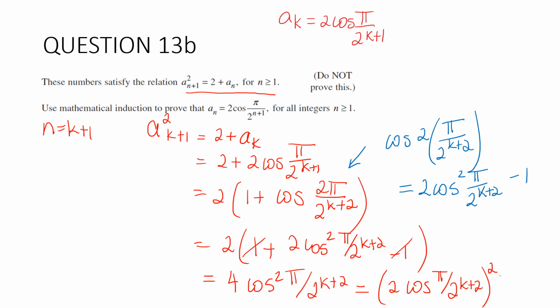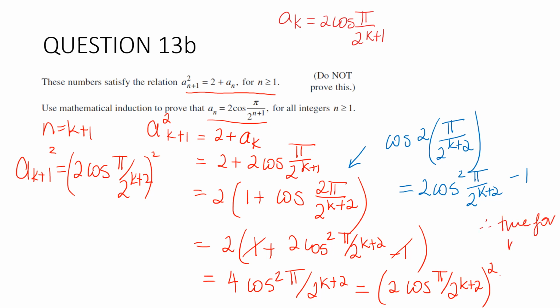Now, if we have a look at this part here, a k plus 1, we want to prove it equal to 2 cos pi over 2 to the k plus 1 plus 1, which is k plus 2. And so this thing squared would be equal to that squared, which is what we've proven. So therefore, true for n equals k plus 1, true for all n.